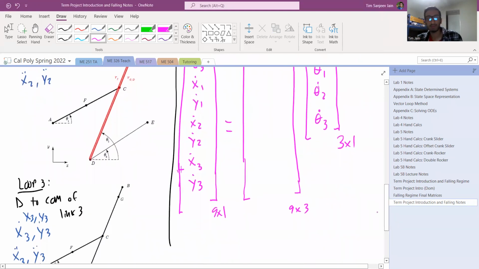So what you're going to want to do is isolate the x dot and y dot terms on the left hand side, and all the theta 1 dot, theta 2 dot, theta 3 dot on the right hand side.